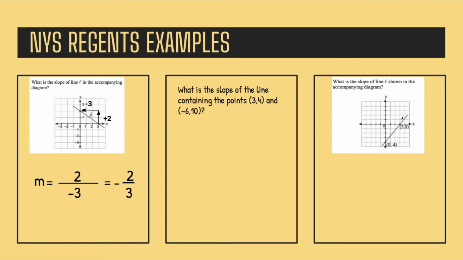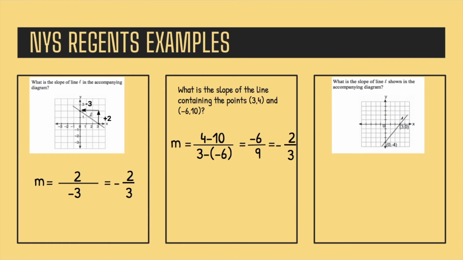So let's go ahead and use that equation right now with our second example, which is, what is the slope of the line containing the points 3, 4, and negative 6, 10? Let's start off by labeling point negative 6, 10 as x1, y1, and point 3, 4 as x2, y2. M is equal to 4 minus 10 over 3 minus negative 6, and when we simplify that down, we get negative 6 over 9, which simplifies down to negative 2/3.